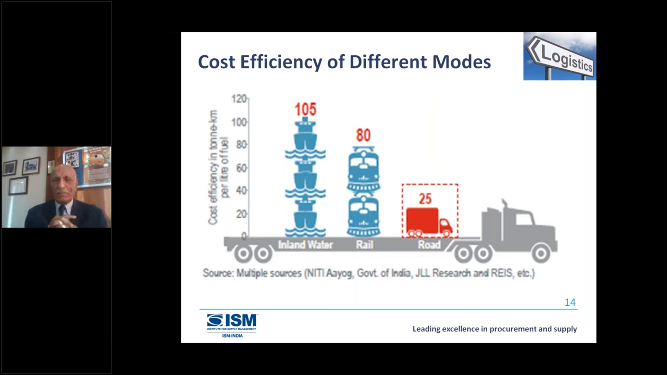If you look at inland water, the cost efficiency is given in terms of ton-kilometers per liter of fuel. That basically means the optimum use of fuel, which at the end of the day is the main cost. I can do 105 for water, rail is 80, road is 25. So I can cover many more ton-kilometers with the same one liter of fuel. So inland water is the most optimum use of fuel, rail is the next one, and road is the worst. Road obviously creates pollution as well.